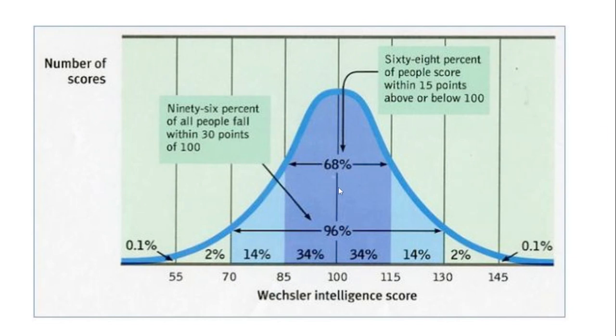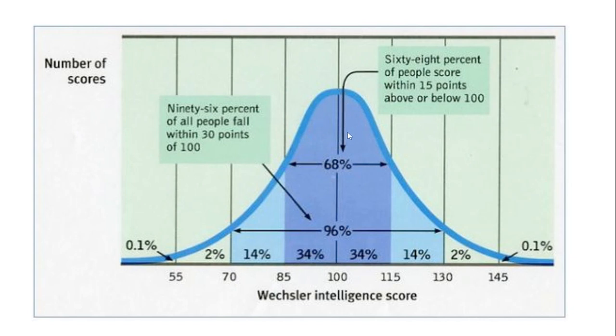The standard deviation is 15, meaning that within 15 points above or below, you get 68% of respondents. 2 standard deviations, 30 points above or 30 points below, we've now got, you see here in the light blue, 96% of all respondents fall in that. And you can see this on the curve as well, right? This is the mode and the mean and the median. It's the measure of central tendency.